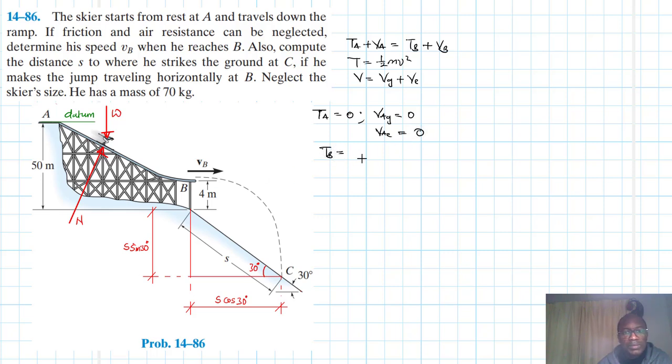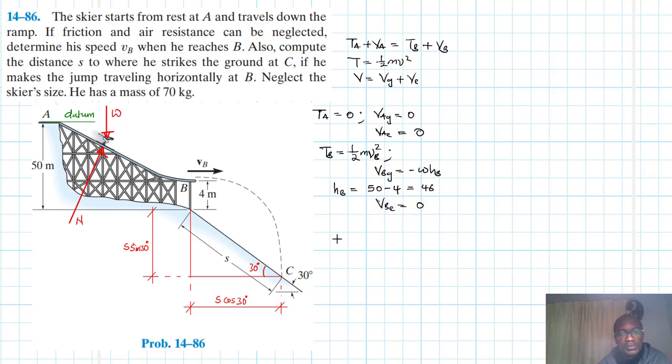Then TB at B, I will have kinetic energy, that's half m VB squared, and then my VBG at this point is just going to be minus W HB, where HB is just equal to 50 minus 4, and is equal to 46. And then we have VBE, which is just equal to 0.